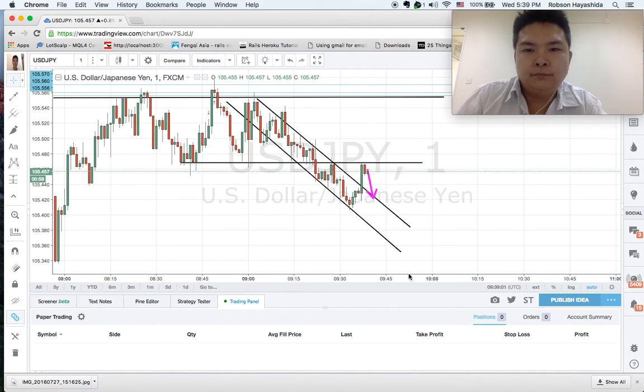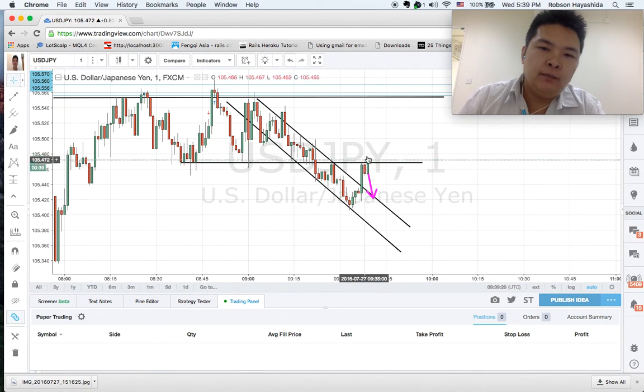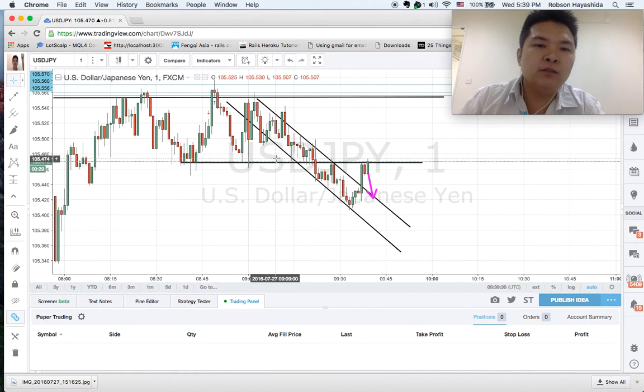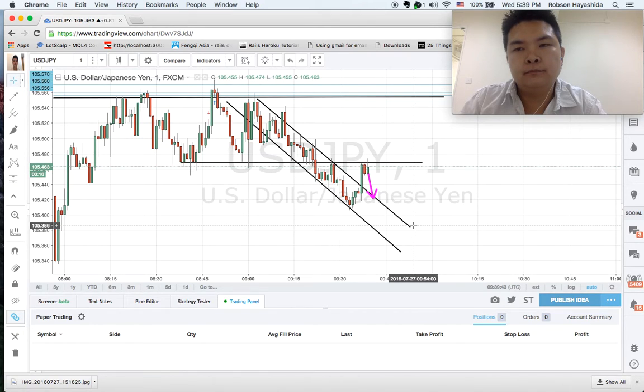All right. So you see that this channel looks like it has broken a bit, but this resistance line, which was previously the support, has now become a resistance line. So this resistance line is still resisting the price. The price tries to break it, but it can't, and it keeps bouncing back. Okay. So let's wait a little bit more.